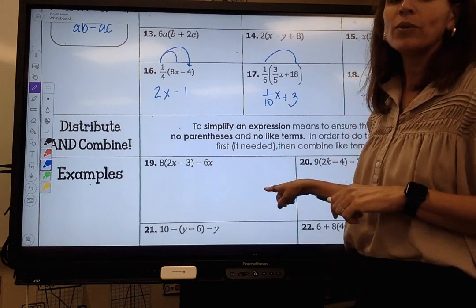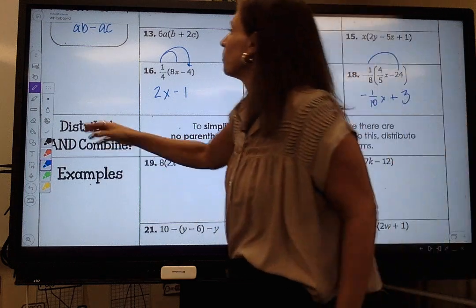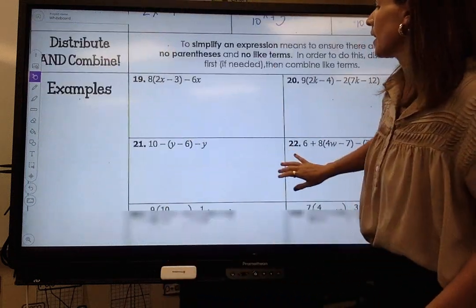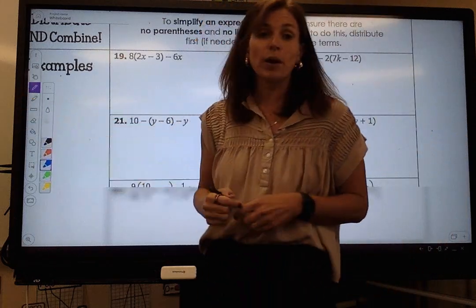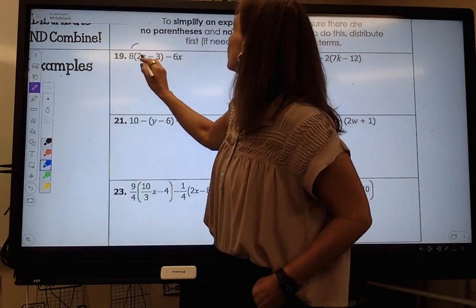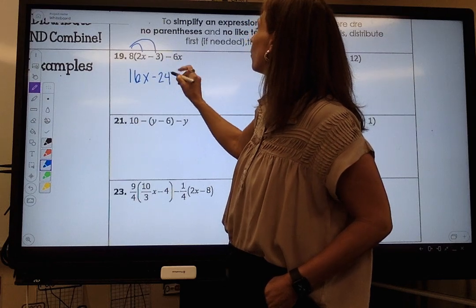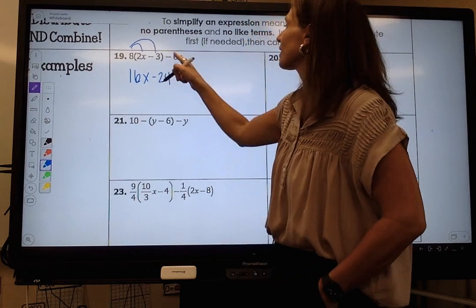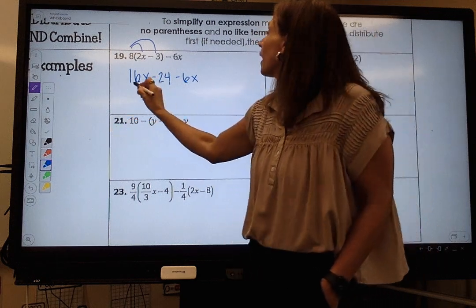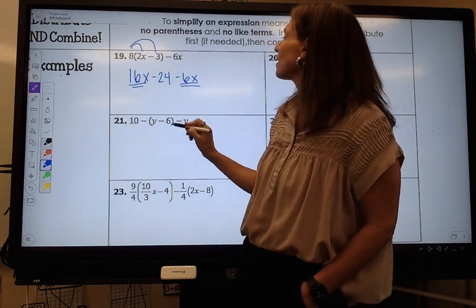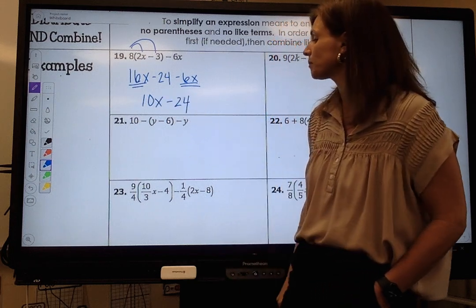Now, when you have the distributive property in another term, you have to ask yourself, can I combine them? So let's look at number 19. I'm going to do the distributive property first. So I'm going to do 16x minus 24, and then bring that negative 6x down with it. Then ask yourself, can you combine them? I can. I've got 16x's and negative 6x's, and I get a 10x, and then you have that negative 24.